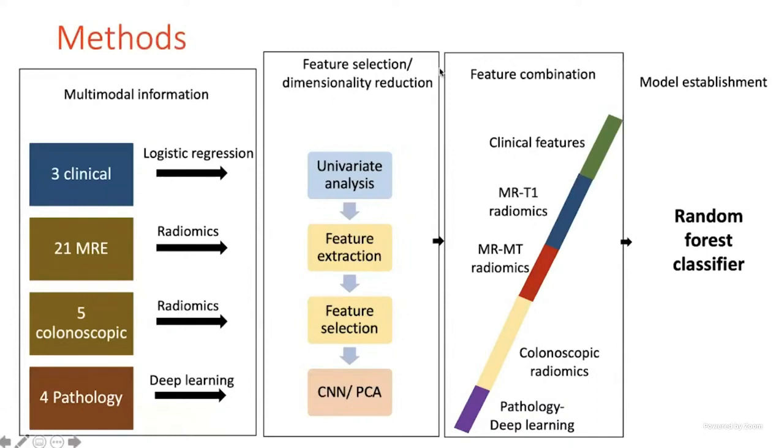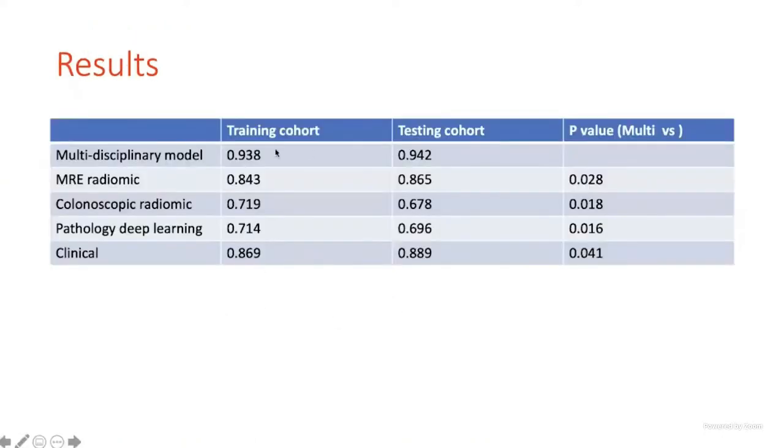Following this, the authors did feature selection and dimensionality reduction through univariate analysis, feature extraction and selection, convolutional neural network, and principal component analysis. And finally, the features were combined. The features included the clinical features, the T1 and magnetization transfer MR radiomic features, colonoscopy-specific features, and the deep learning features for pathology, which were then combined, and a random forest classifier was utilized to calculate the diagnostic accuracy. The multidisciplinary model had an excellent diagnostic accuracy in both the training as well as the testing cohort, and this was significantly better than the individual MRE, colonoscopic, pathological, or clinical models.